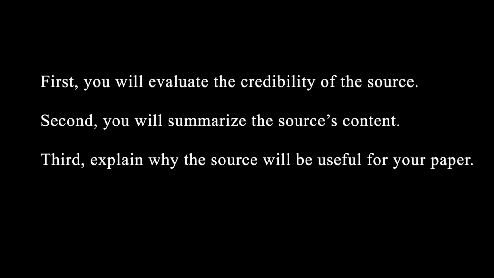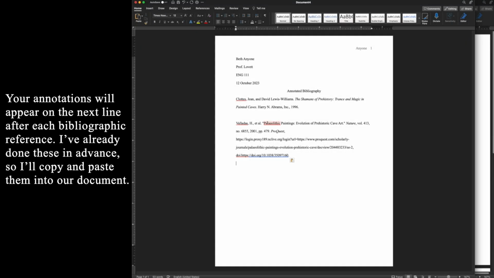Step 3. Add your annotations. Your annotations will consist of three things. First, you will evaluate the credibility of the source. Second, you will summarize the source's content. And third, explain why the source will be useful for your paper. Your annotations will appear on the next line after each bibliographic reference. I've already done these in advance, so I'll copy and paste them into our document.